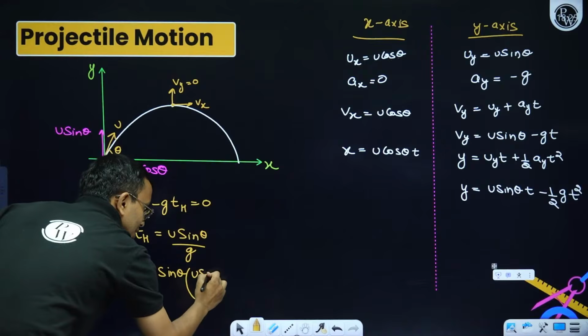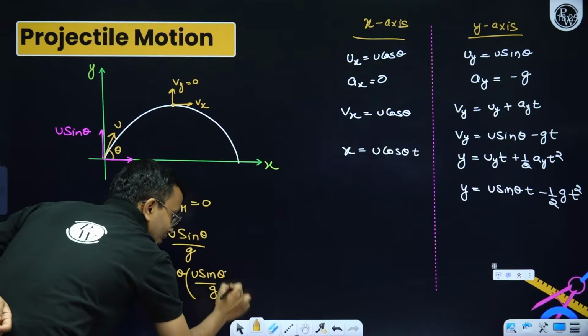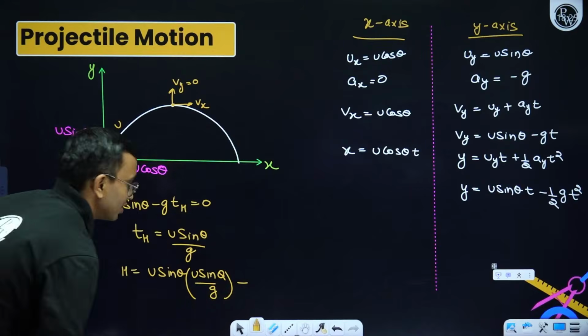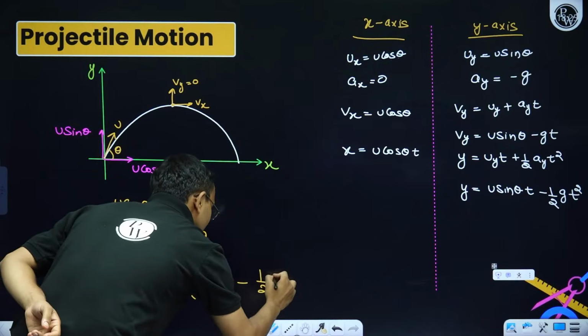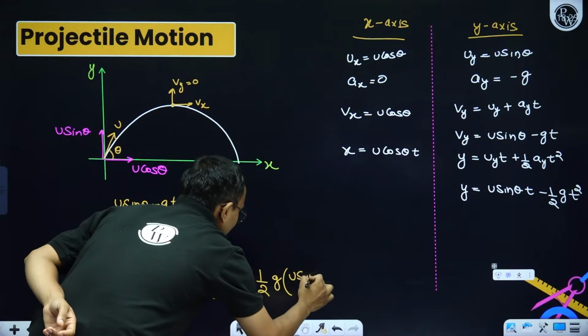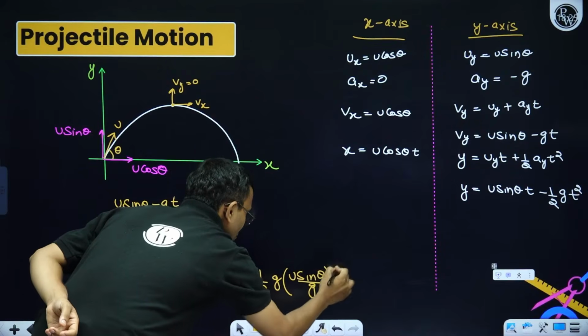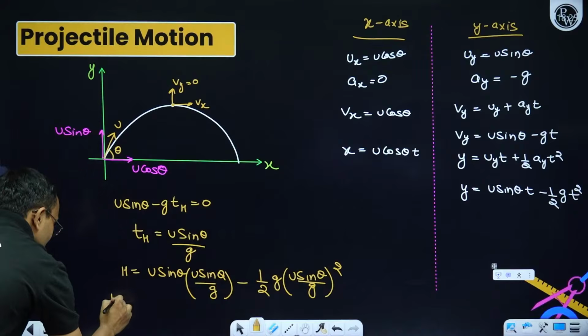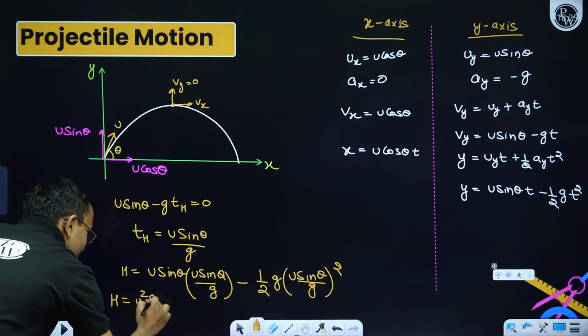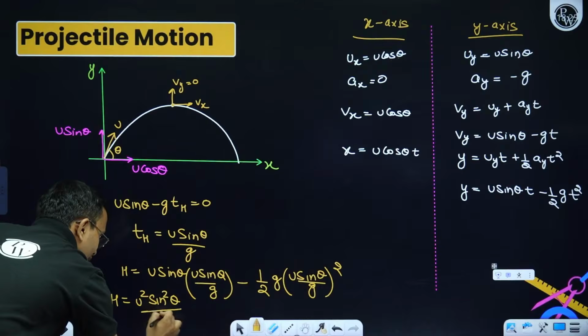So u sin theta by g minus, what is that? Half g t square. So half g t is u sin theta by g square. So h comes out to be u square sin square theta by 2g.